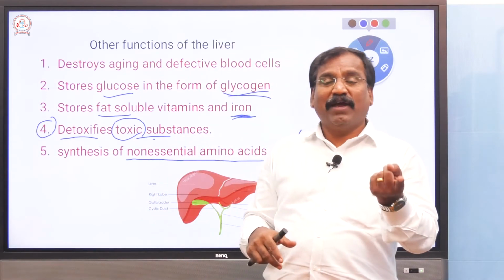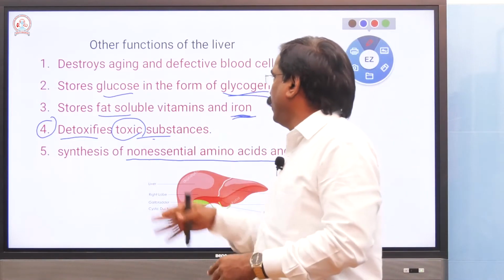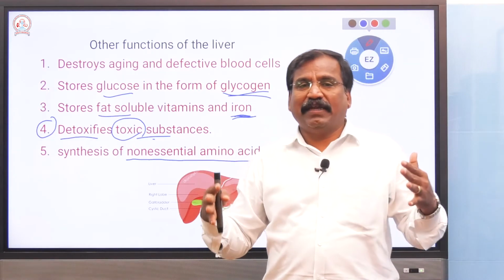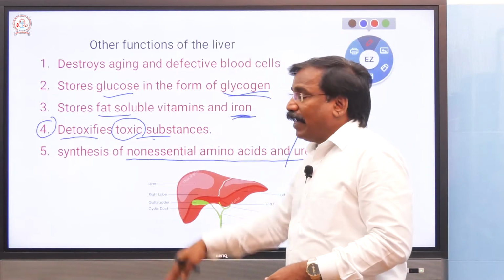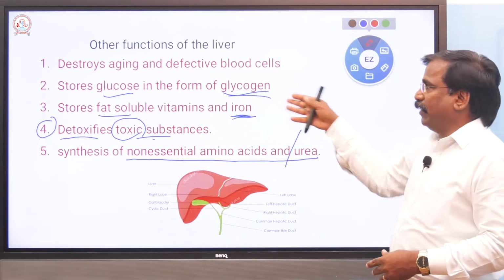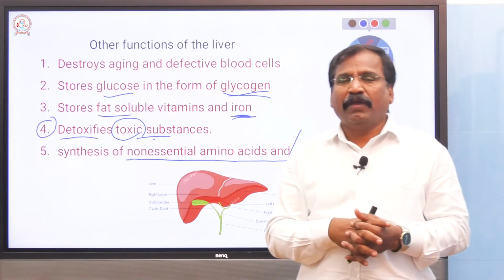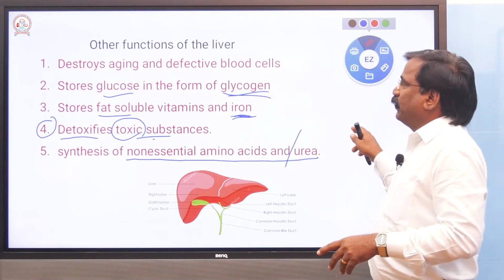Non-essential amino acids are produced by the liver. So these are the other functions apart from the secretion of the digestive juice, namely the bile. It may be asked, very important. What are the other functions? Okay, I hope you all understood. The next organ after the liver is the pancreas.